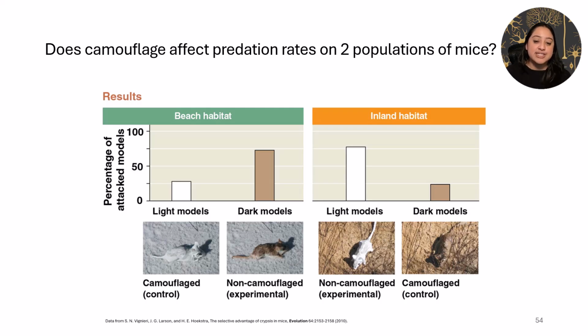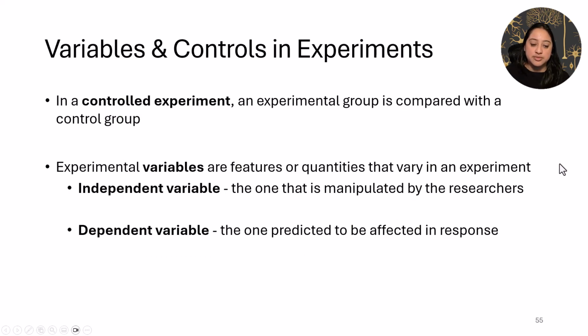And in this case, the dependent variable would be the percentage of attacked models. So the independent variable, the thing that you changed, was the color of the mouse in an environment. And the thing that changed as a result, the dependent variable that depends on what you changed, is the percentage of attacked models.